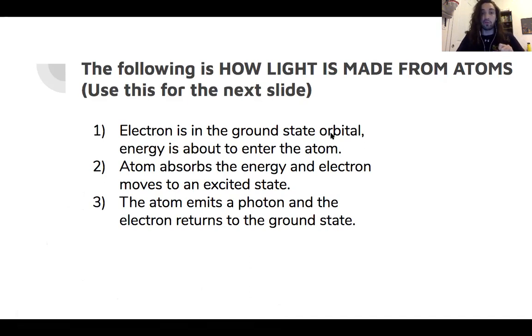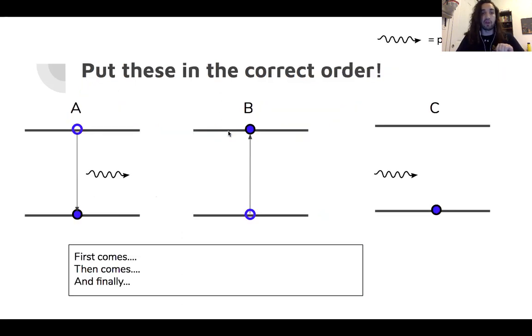Electron is in the ground state orbital. Energy is about to enter the atom. This is how light is made from any atom. So we start at the ground state. Atoms absorb the energy and the electron moves to an excited state. The atom emits a photon and the electron returns back down to the ground state. So we're going to use this for the next slide.